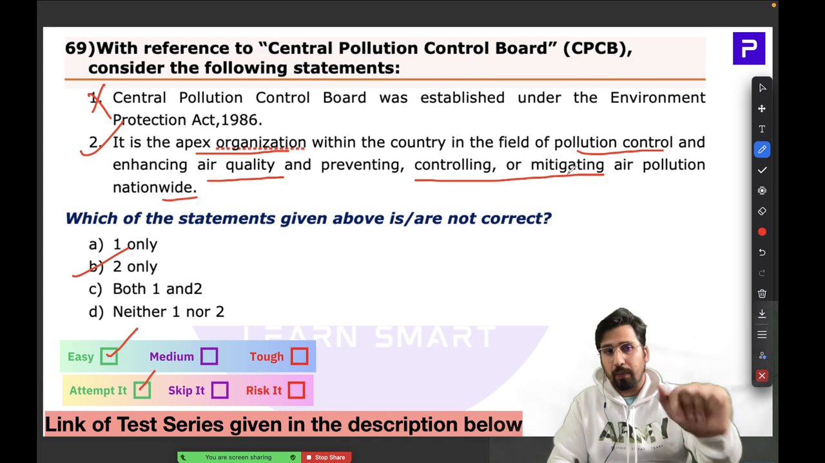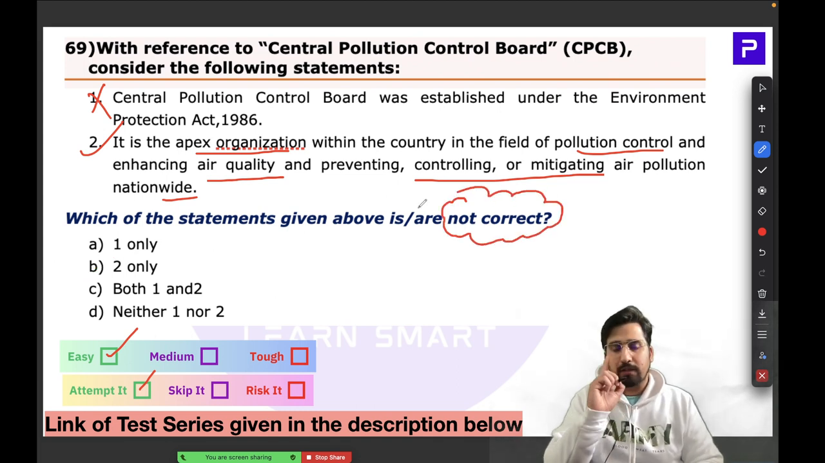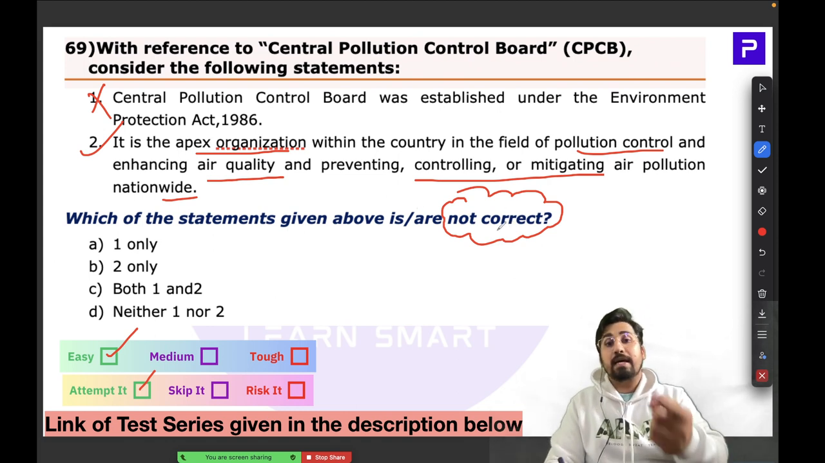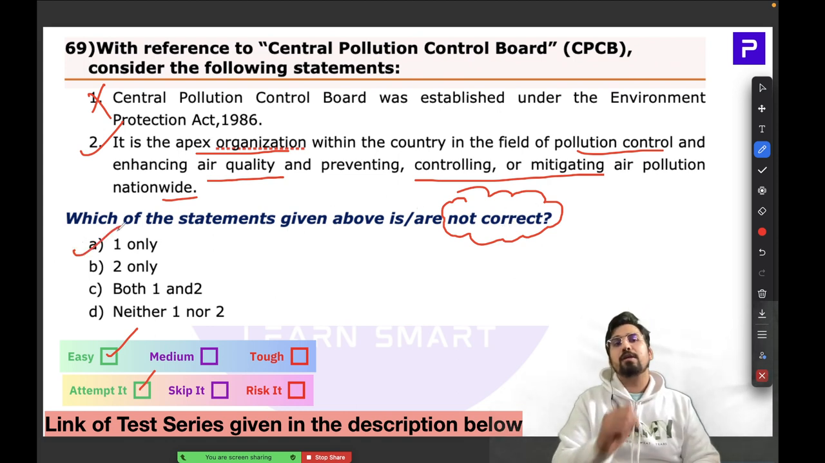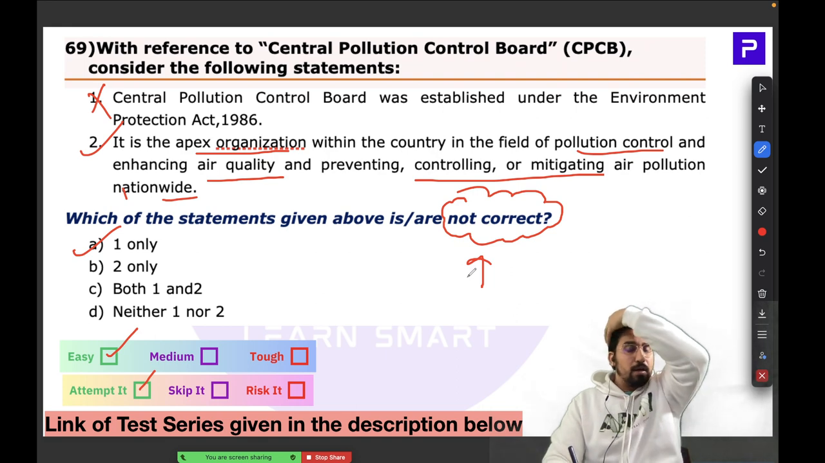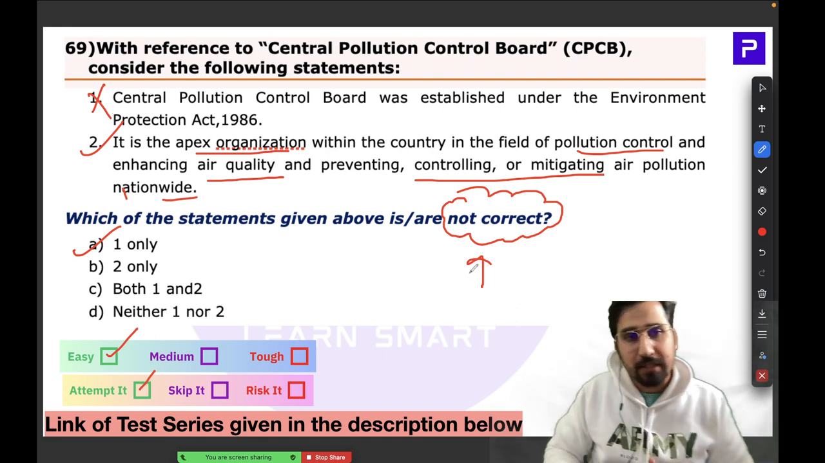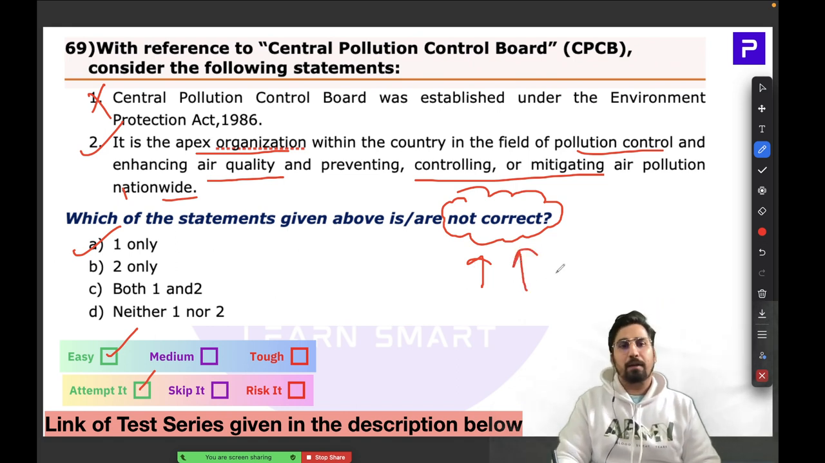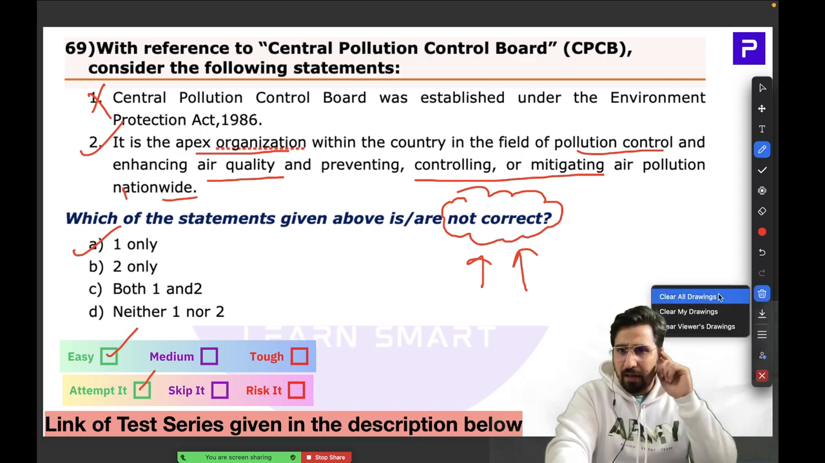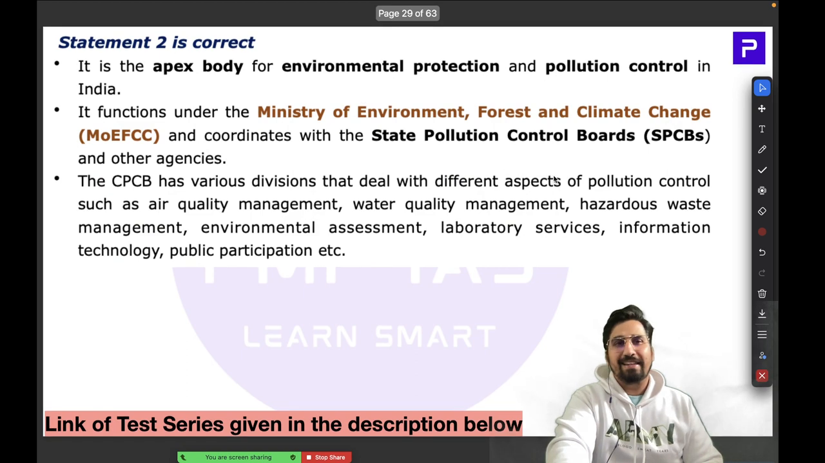Okay, sorry. Wait. It is asking you not correct. Look, this is something you have to be careful about. It is asking you not correct, so only one is not correct. Now be careful. Sometimes we know the answer, we solve the question, but we make this mistake of correct, not correct. I was about to make that mistake, but I've just seen the not correct part. So the answer has to be A. This is the one which is not correct. Sometimes it happens with us, no? We sometimes make these kinds of mistakes also.